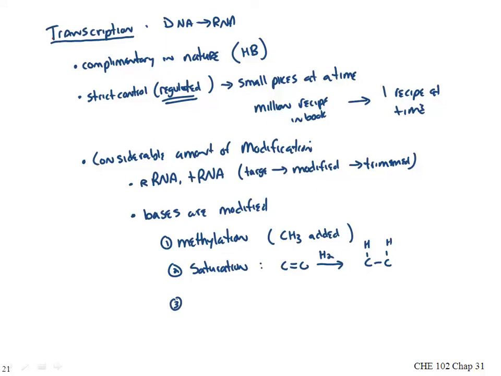And then there's the isomerization of ribose, in which basically an isomerase is used to convert ribose into a slightly modified molecule.